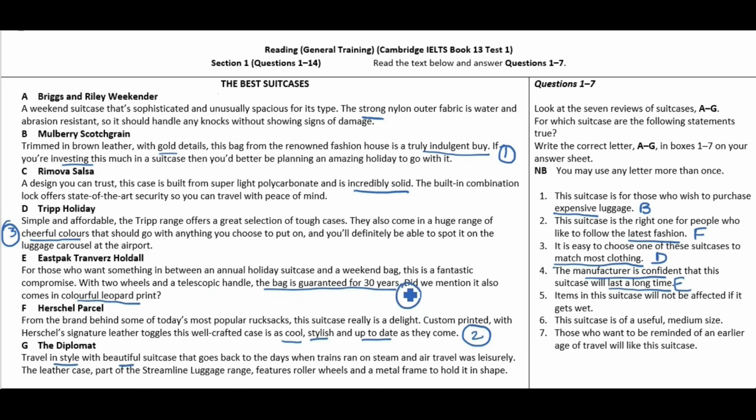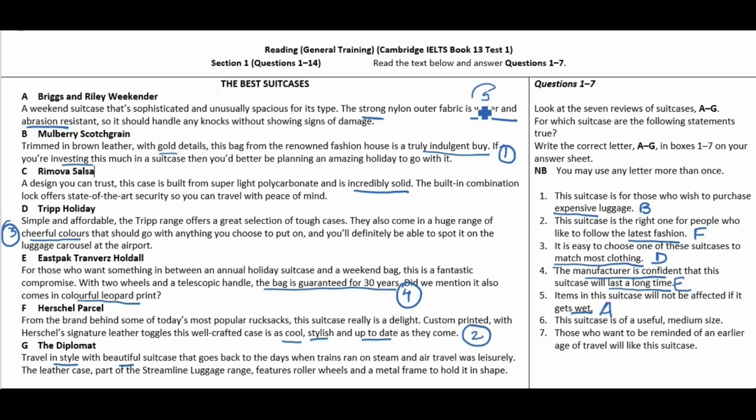Next one. Items in this suitcase will not be affected if it gets wet. Wet is the keyword that I'm looking for, and I already remember reading something about a suitcase being water resistant, so I'm going to just jump to this one. Water and abrasion resistant. If you are unsure, do scan through the rest of the passage, or as I said, just have some symbol that you need to go back to recheck the answer.